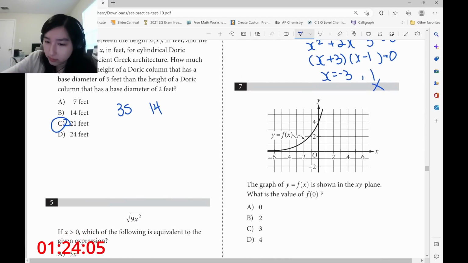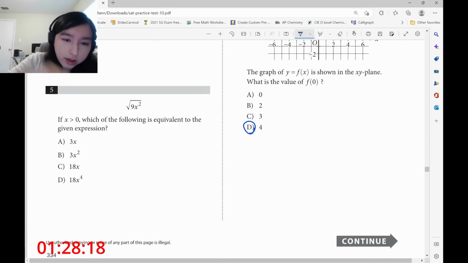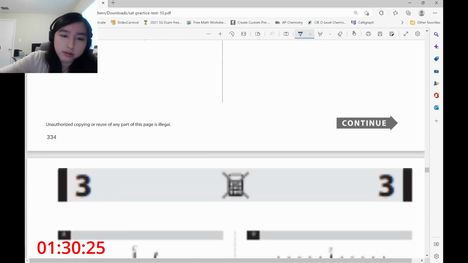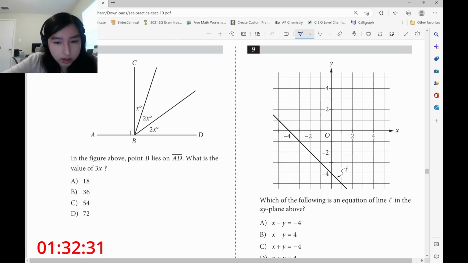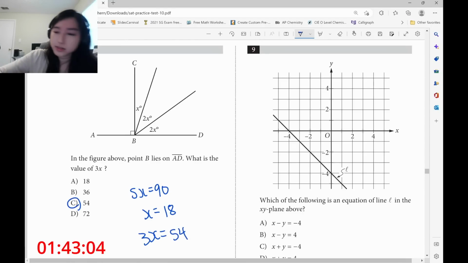Let's look at this graph. What is the value of f of 0? There we go, that one, 4. Okay, let's look at this. What is the value of 3x? Well, 5x equals 90, x equals 18, 3x equals 54. C.